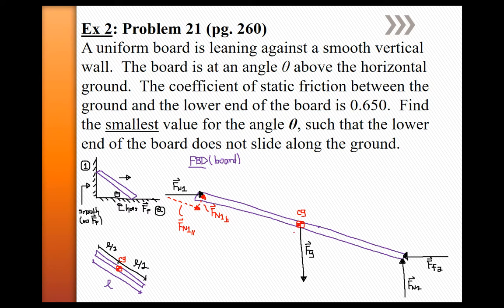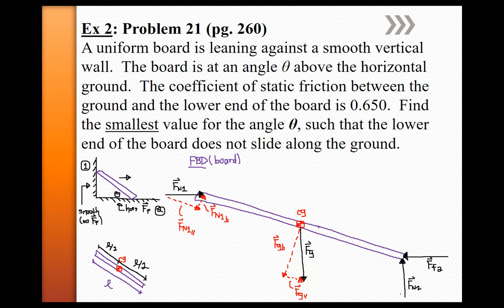How about the force of gravity? Let's draw the perpendicular component first. So the perpendicular component relative to the board would look like that. And then its parallel component relative to the board would look like this. We're going to call this one FG perpendicular, and we're going to call this one FG parallel.